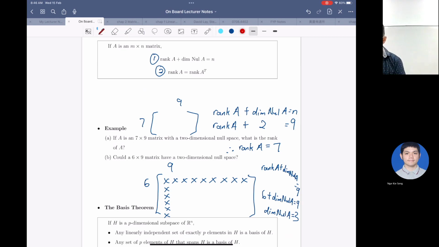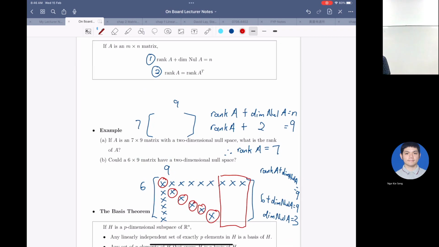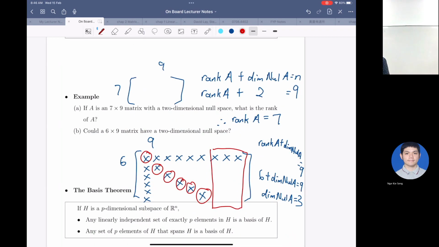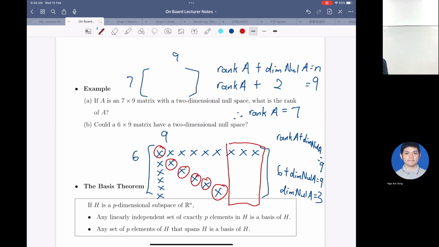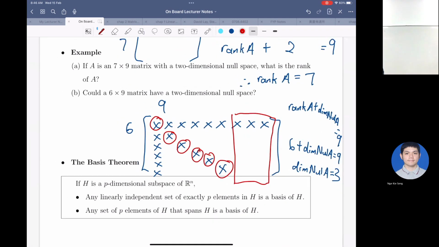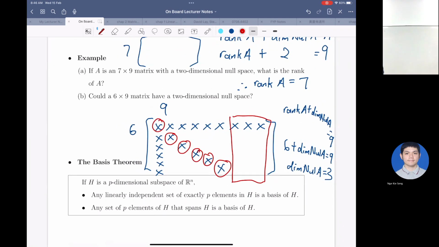So let me draw it up. At most, the best you can do is 6 pivots. Okay. So you must have 3 free variables. Depending on where it is, but you must have these 3. So far okay. There's nothing special here. Just play around with numbers and the restriction of size.